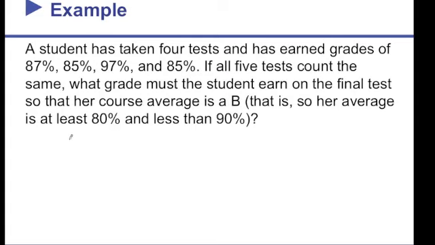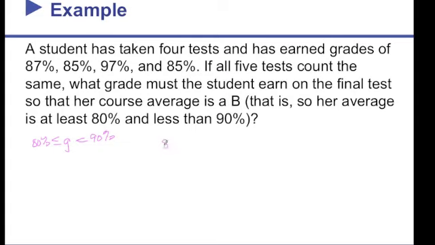So we basically want her grade to be between 80% and 90%. The inequalities go the same way. We say less than or equal for the 80%, because 80% would be a B. We say less than 90%, because 90% would be the A. So how do we find her grade?